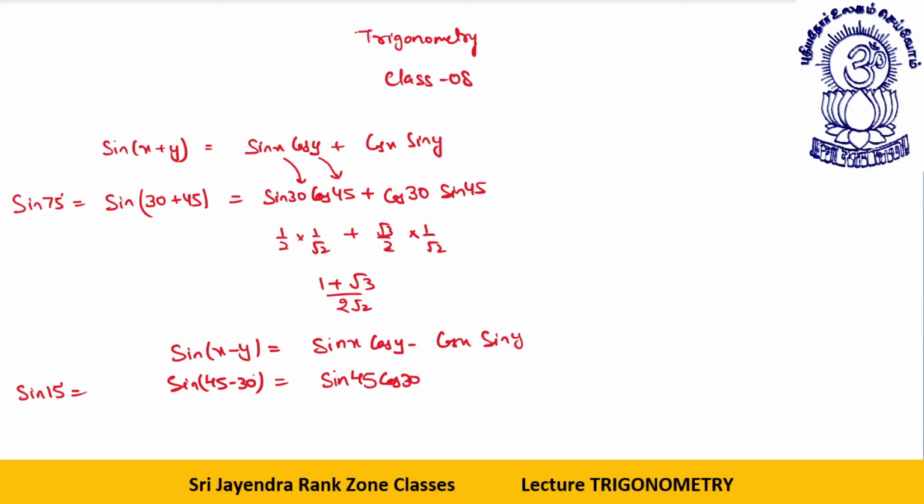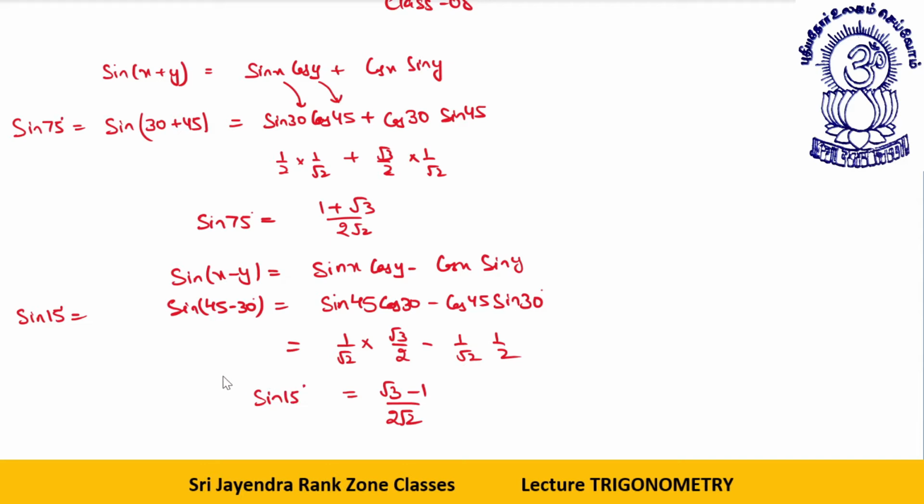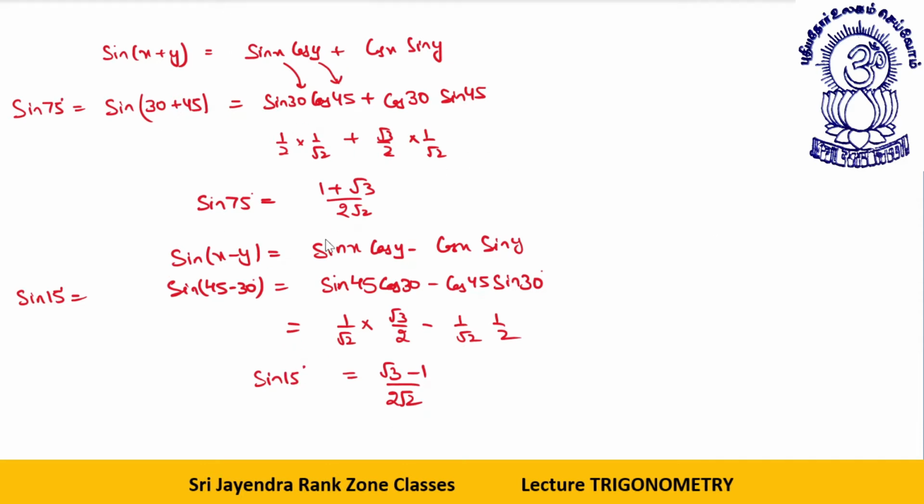Okay, so this will be sine 45 cos 30 minus cos 45 sine 30. Sine 45 is 1 by root 2. Cos 30 is root 3 by 2. Minus cos 45 is 1 by root 2. And sine 30 is half. So this becomes root 3 minus 1 by 2 root 2. This is sine 15 degree, using the higher formulas. We have done sine now.